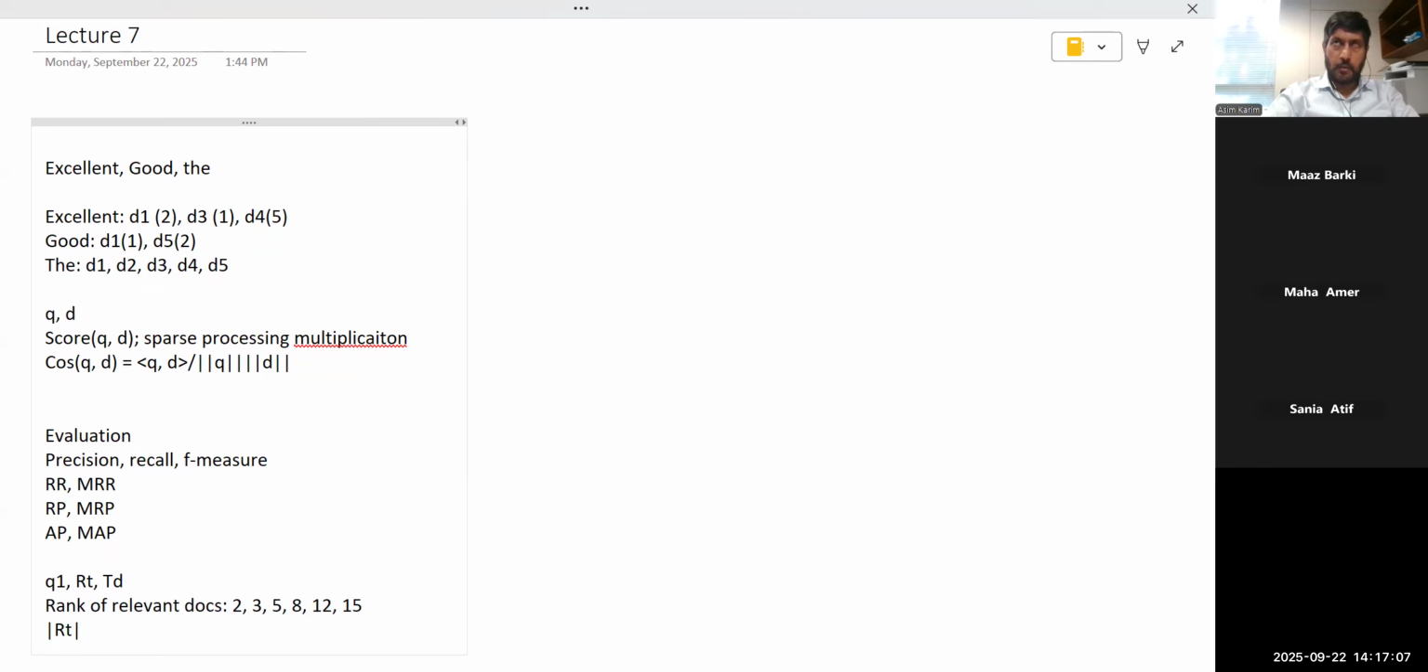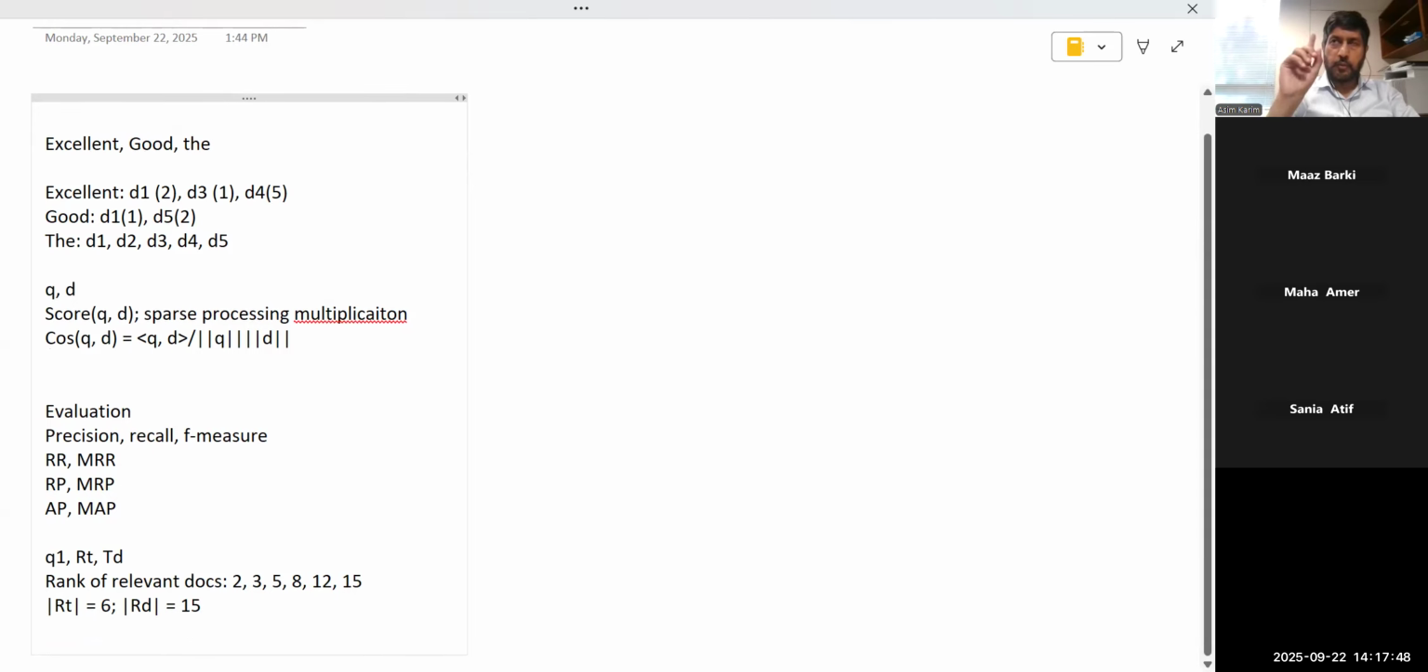RT is equal to 6, right? And what is RD? Can anyone tell me what is RD? How many documents do we have to retrieve at maximum so that we can retrieve all relevant documents in this particular example, of course. The last relevant one is 15, right? So the last relevant document was retrieved at 15. Okay. So this is a setup for one query.